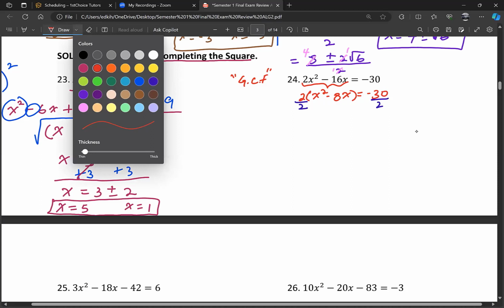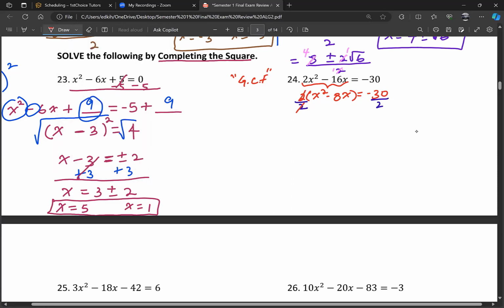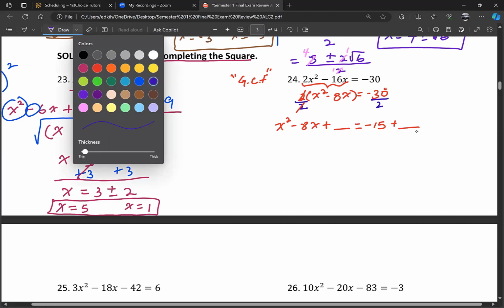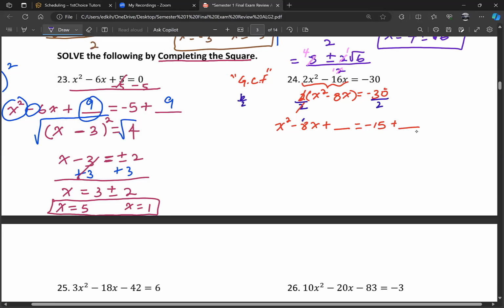So now let's proceed. These twos are going to cancel, of course. So you'll now have x squared minus 8x. You can add that blank now, equals negative 15 plus the blank. The negative 15 came from this negative 30 divided by 2. Okay, so remember, to fill those blanks, you always do b over 2 squared. So b value here is 8. So 8 divided by 2 is 4. 4 squared is 16. So we have a 16 over here and a 16 right there.